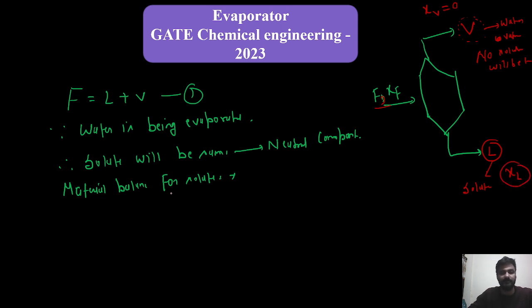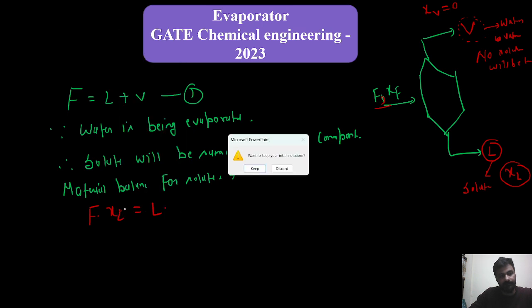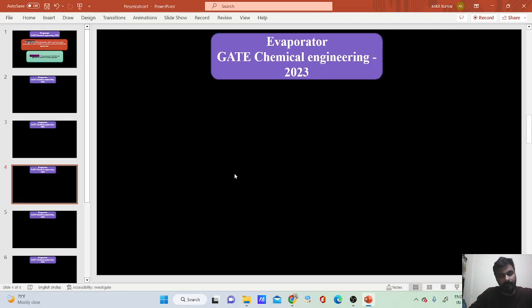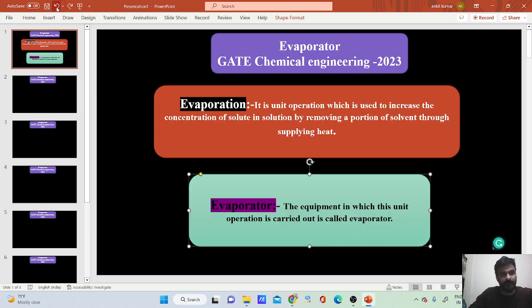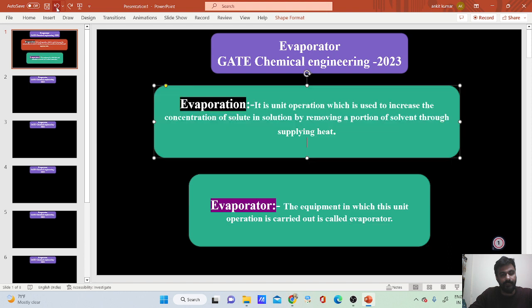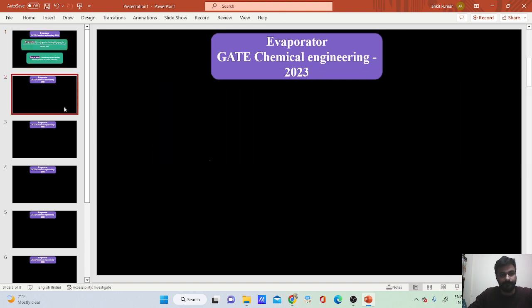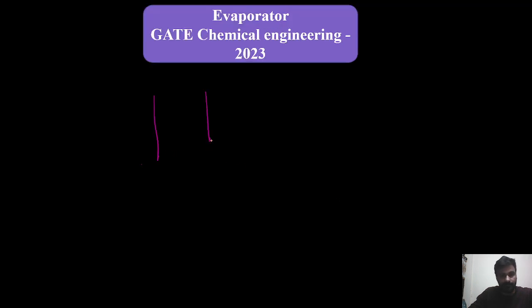So if we apply the solute balance, can I write F into XL, that is equals to L, sorry, F into XL. Just wait 1 second. Yeah, so what I was discussing here, sorry for that mistake.